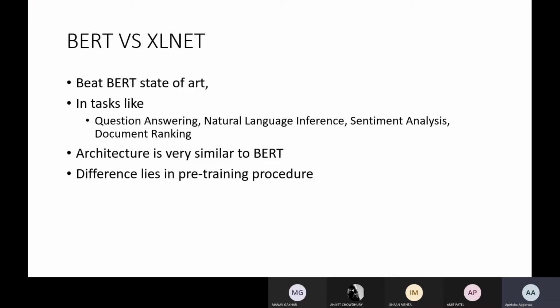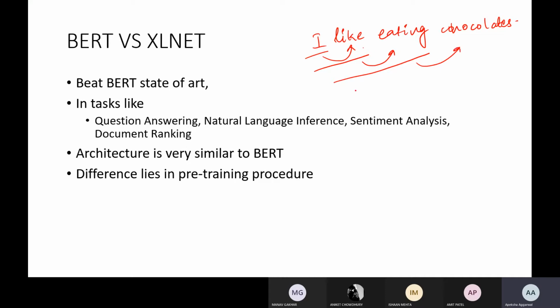If you look at traditional language modeling, suppose we have a sentence, I like eating chocolates. In traditional language modeling, I have the word I, and I predict the next word: like. Now I have I like, what is the next word? Eating. I have I like eating, what is the next word? Chocolate. So this is my traditional language modeling task.